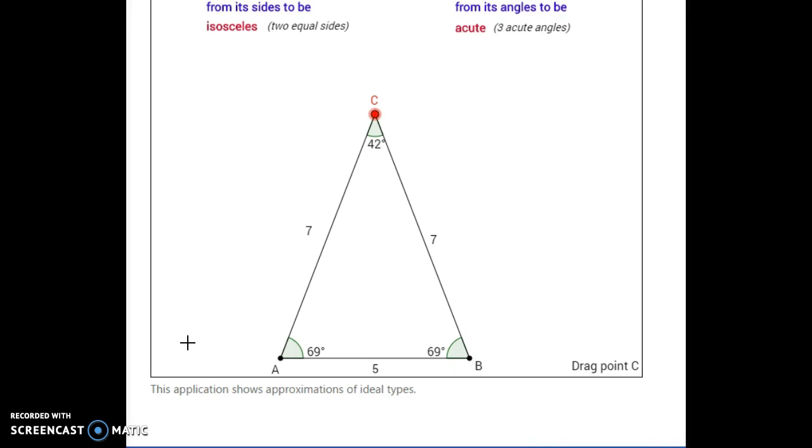For scalene triangles, I am going to show you an example of each and would like you to draw each example on your worksheet. I will tell you when to pause the video so you may have time to draw each one. Let's start with an acute scalene triangle.